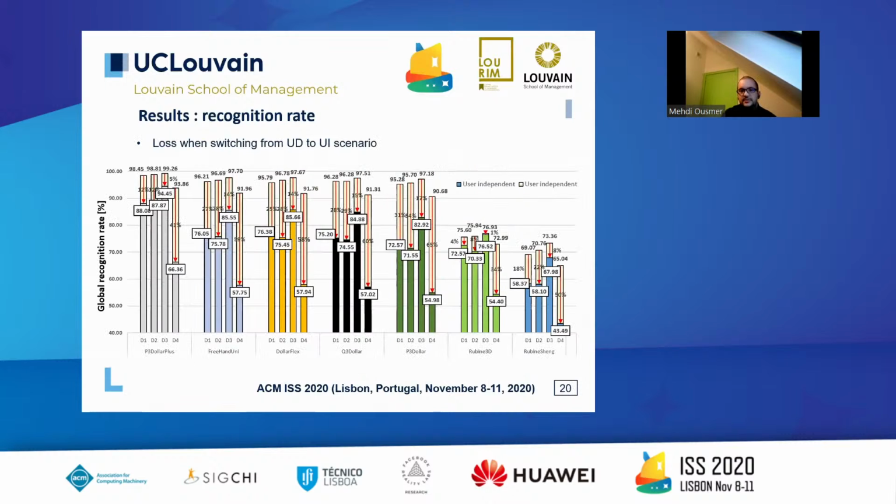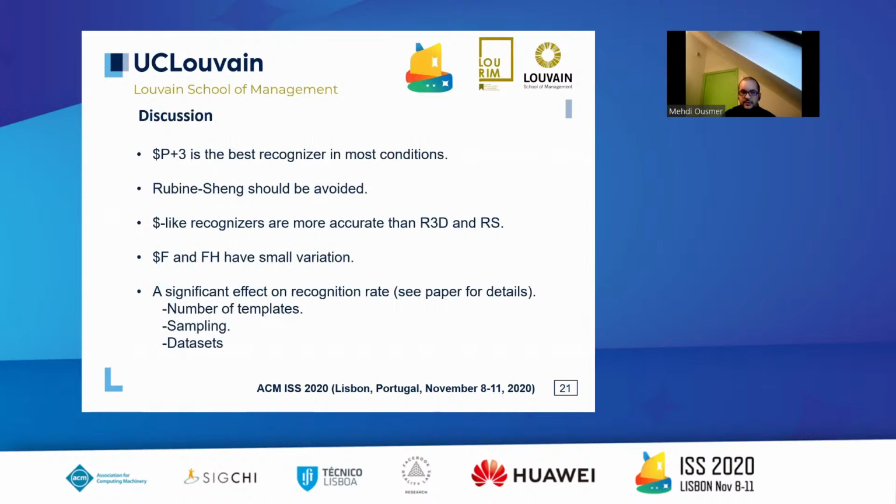This figure indicates the recognition rates for all recognizers on the MATLAB SD in both scenarios. We remark significant differences when switching from user-dependent to the user-independent scenario, though there are some exceptions. Based on the results of the evaluation, we can say that the $P plus Q is the most efficient and effective recognizer most of the time. Rubin Chang should be avoided due to its low recognition rate in all conditions compared to the other recognizers.